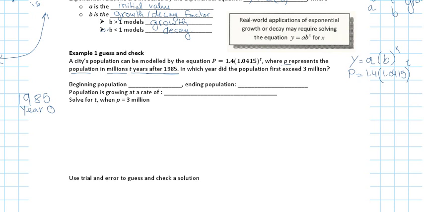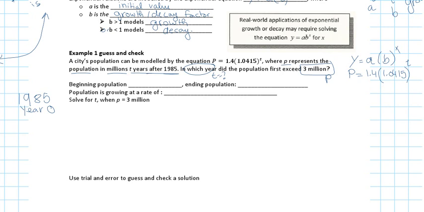In which year did the population first exceed 3 million? So what are they giving me in this question? They're giving you the population. If they gave me the population, what letter is it? P or T? P. Right? So in which year? It's asking me for T, so I don't know what T is.